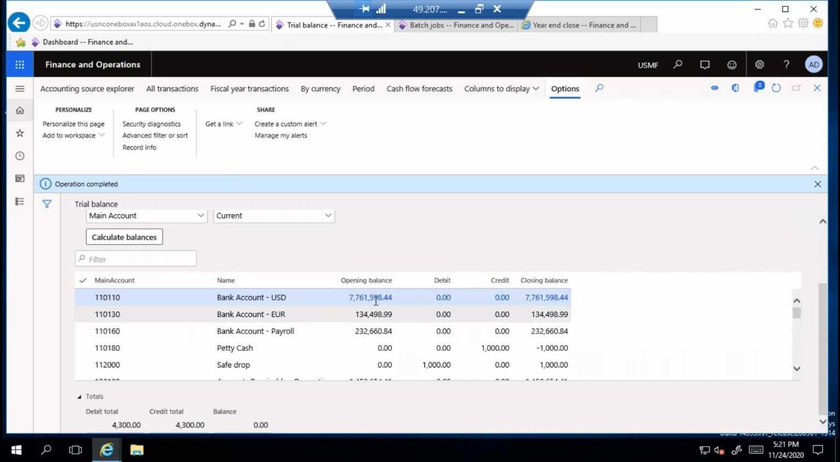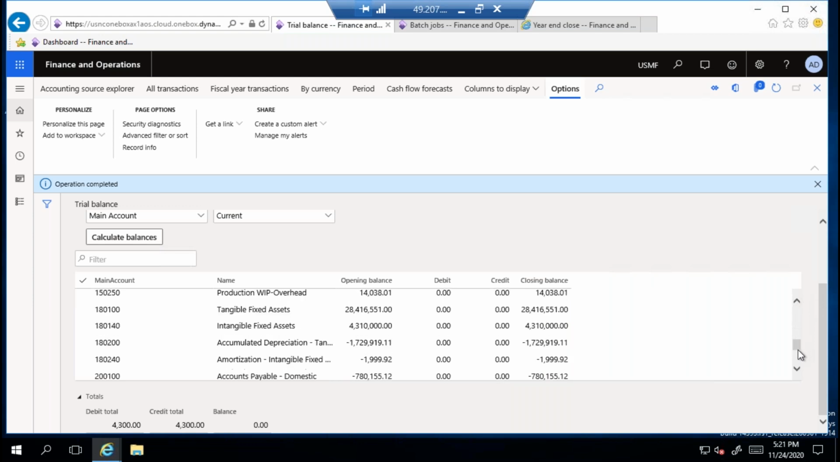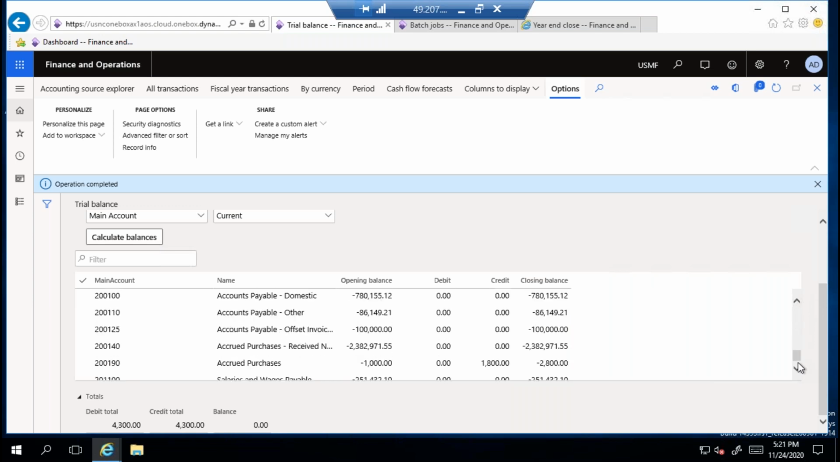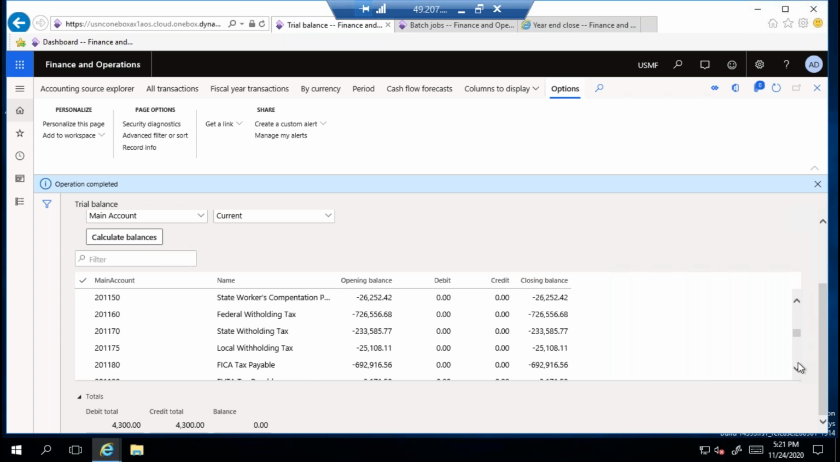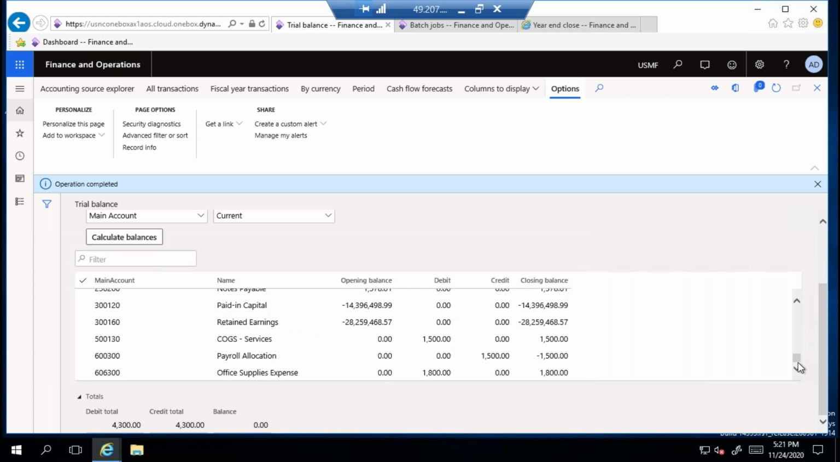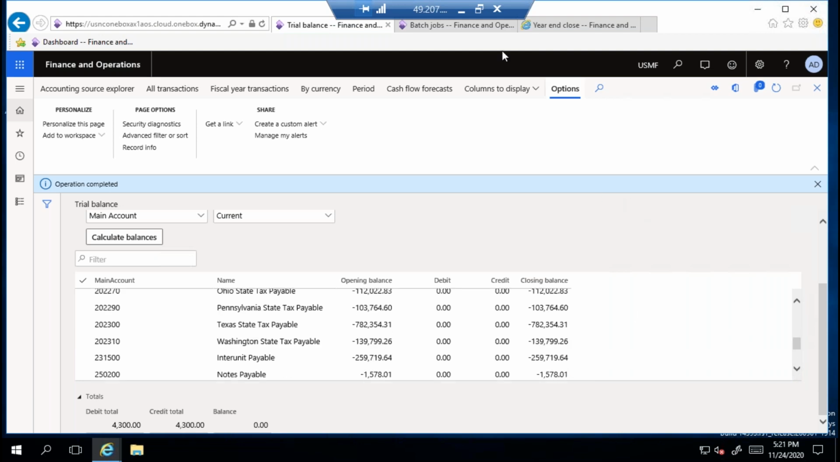It was transferred. If you verify 2017 here, the 1 series and 2 series balances are transferred as opening balances. But if you observe 4 series and 5 series, you will not find any opening balances. Only 1 series, 2 series, 3 series.